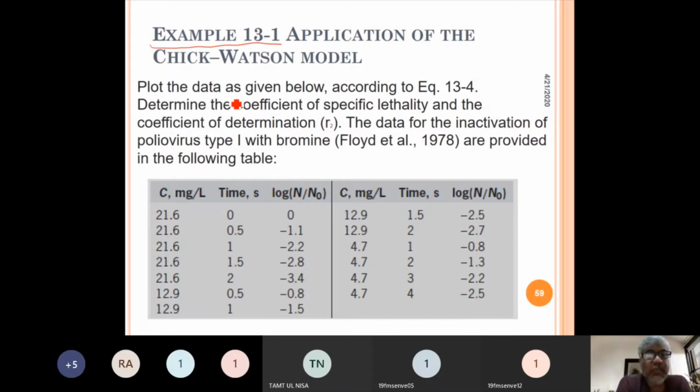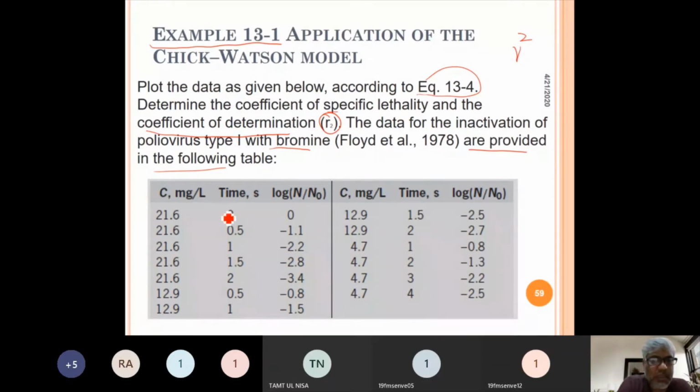Plot S given below according to equation with the Chick-Watson law. Determine the coefficient of specific lethality and the coefficient of determination, R square. The data for the inactivation of poliovirus type 1 with bromine are provided in the following table. The data is given for disinfection of poliovirus type 1, and bromine is used as disinfectant.